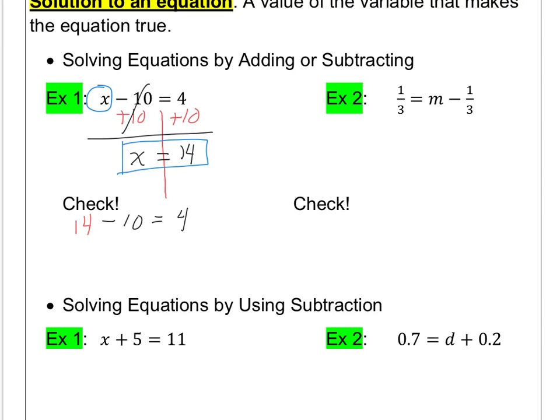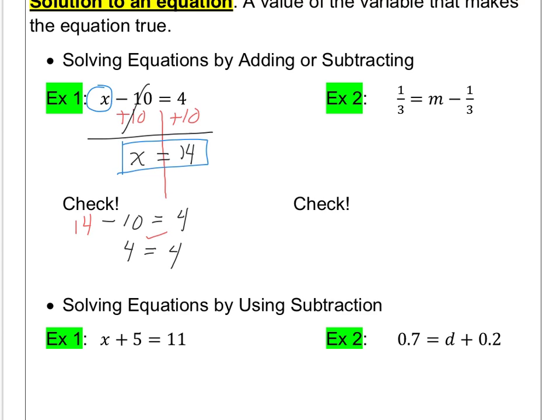And then you're not going to add or subtract anything to both sides. You're going to work the left side separately from the right side. So this is the only side that we have to work. So 14 minus 10 is 4. Does 4 equal 4? Yes, indeed it does, so it checks.